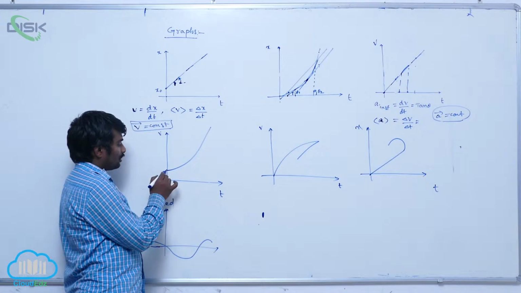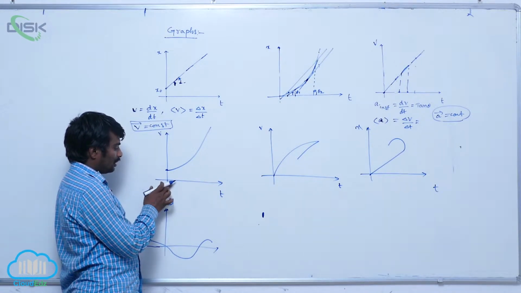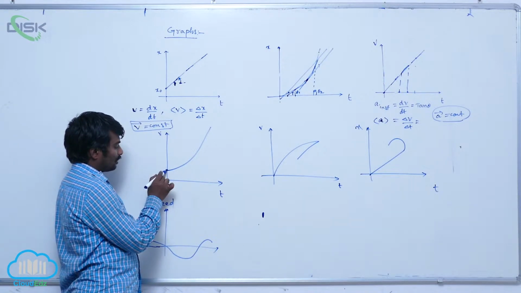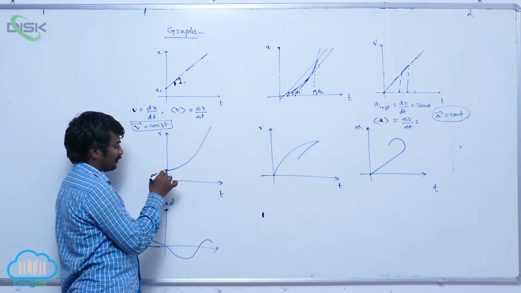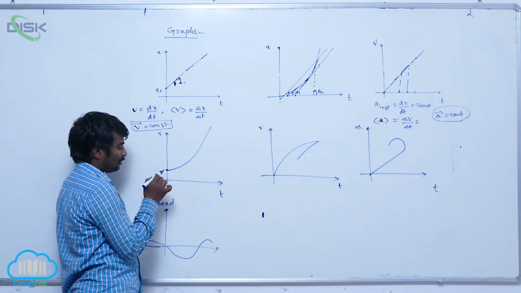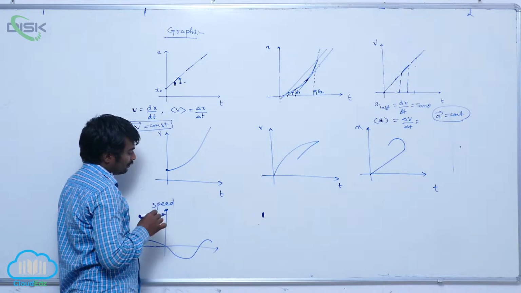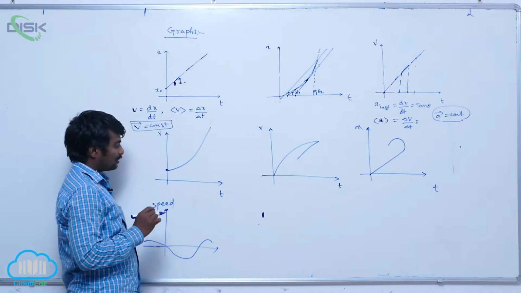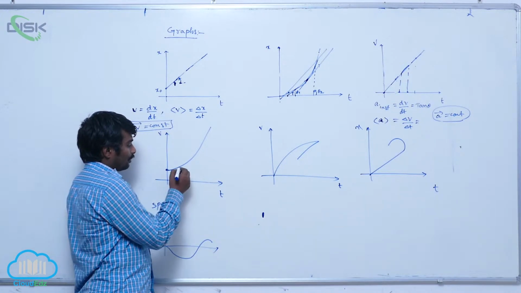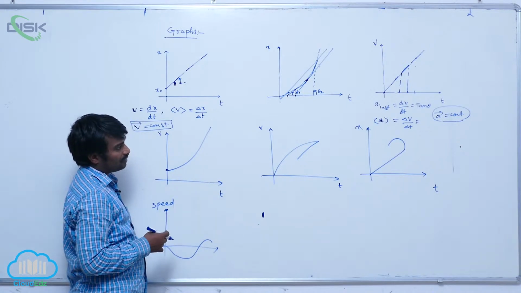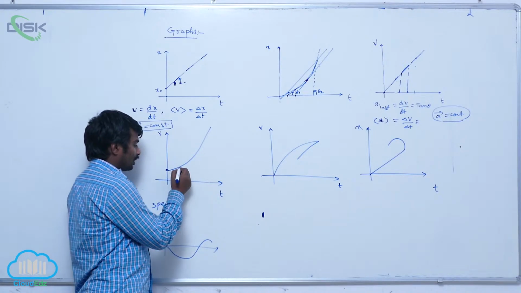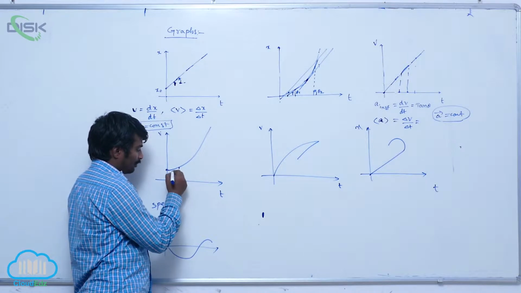Here its initial velocity is not equal to 0. At time t equal to 0, velocity is not 0, because it is intersecting the velocity axis at a particular point. So it has some velocity value here. That's why initial velocity is not equal to 0. Now let us talk about instantaneous acceleration. You take this point at this time. Let me draw a tangent.